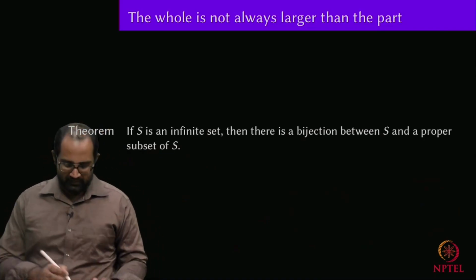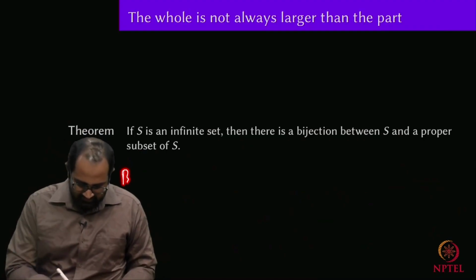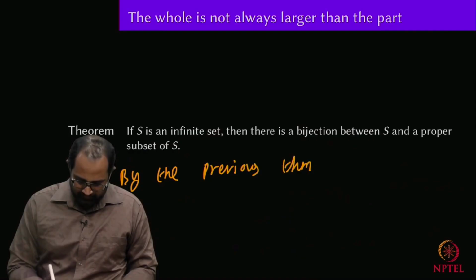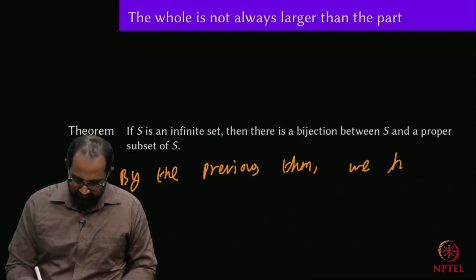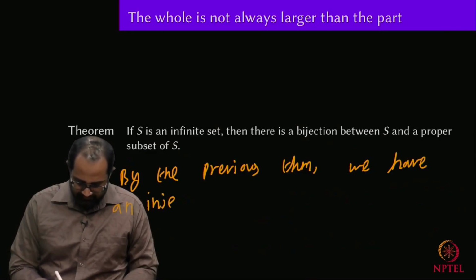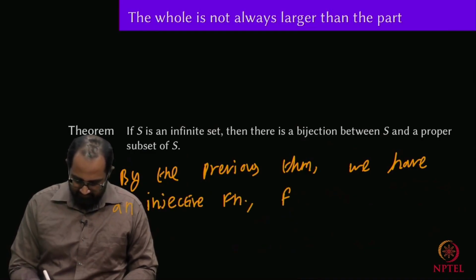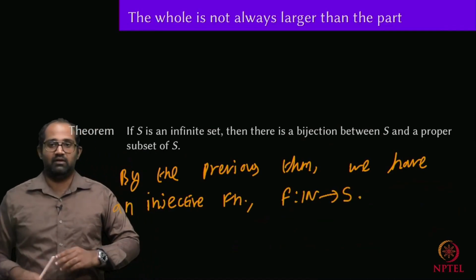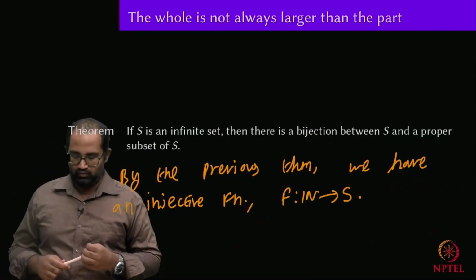What you do is the following. By the previous theorem, we have a function, or rather an injective function, f from N to S. That's what the previous theorem tells you.